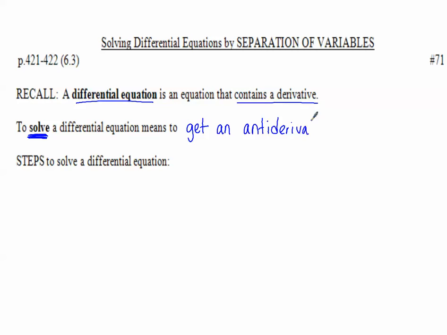Antiderivative. So we've done this before. We've solved differential equations because we've taken antiderivatives. What's a synonym for antiderivative? Integral. Ultimately, remember that when you've solved a differential equation, your final answer will not contain a derivative.